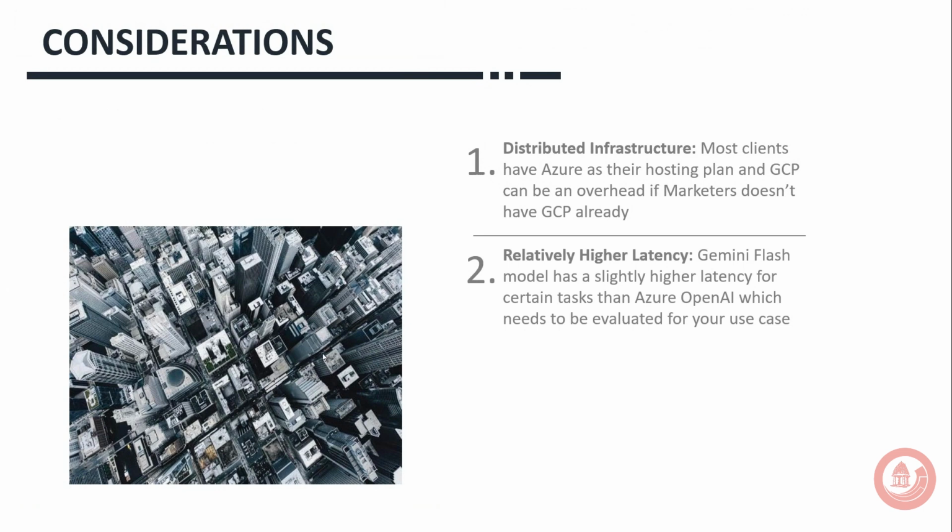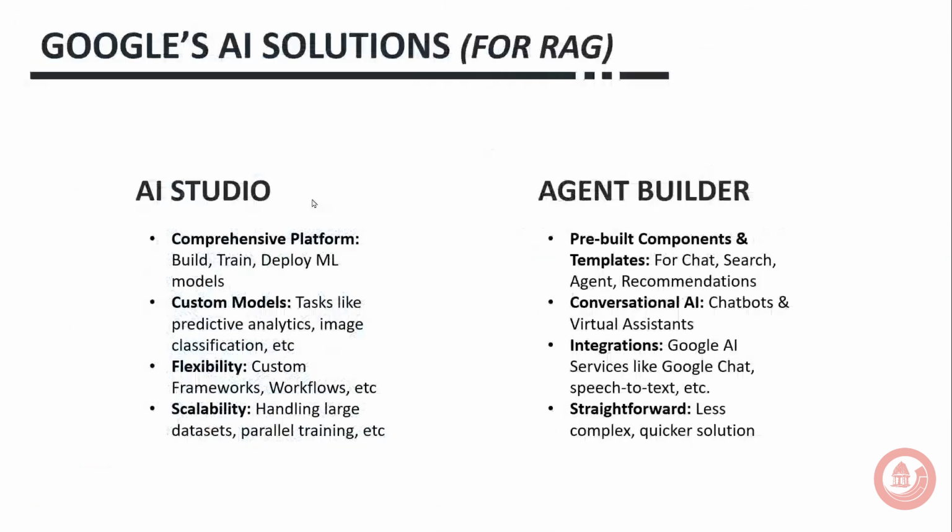So for building RAG solutions, Google has two options within its portfolio. First is the AI Studio, and the other one is the Agent Builder. We will look into a quick overview of what these are. I'll show you the demonstration of those two shortly. But at a high level, AI Studio is a comprehensive platform.